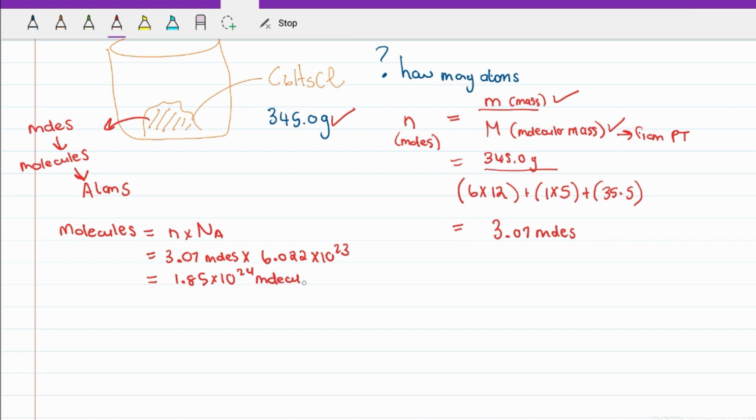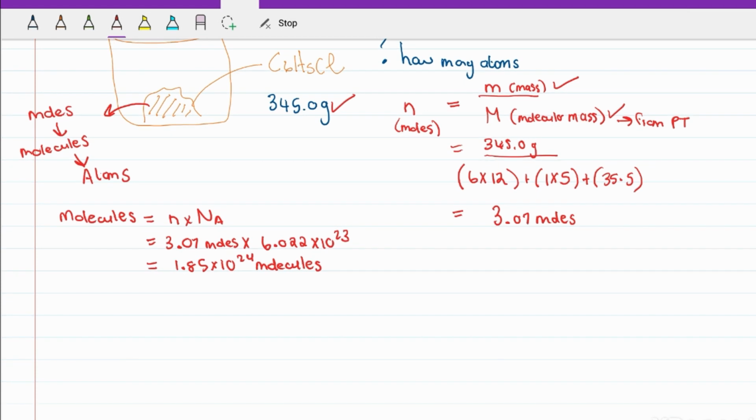So you can see in this amount of grams, I have a lot of molecules. Now that you have your molecules, you can work out how many atoms. If you look at the structure of your molecule, you have 6 carbons, 5 hydrogens, and 1 chlorine. So how many atoms is that? 6 plus 5 plus 1, which gives you 12. So you have 12 atoms in total.